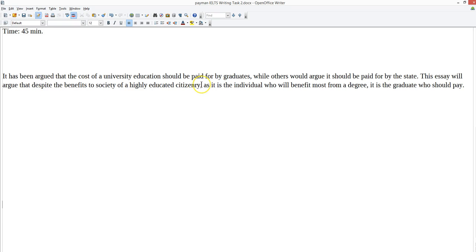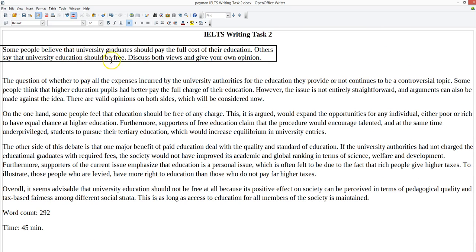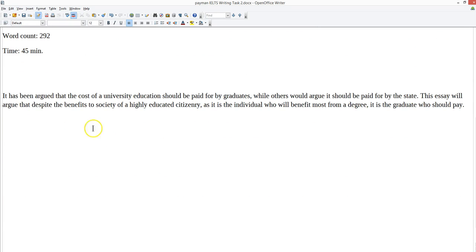So it's saying, having lots of people going to university, high levels of education, is no doubt good. So who should pay? If it were free, more people would go, and that's the idea which I would be expanding on. However, as it is the individual who will benefit most, it is the graduate who should pay. Now, this is just a very quick introduction.